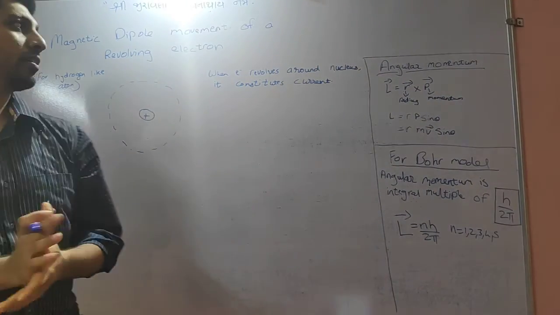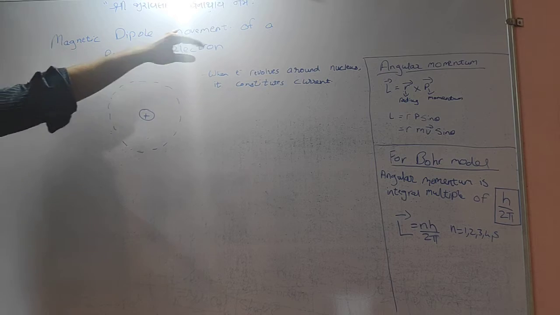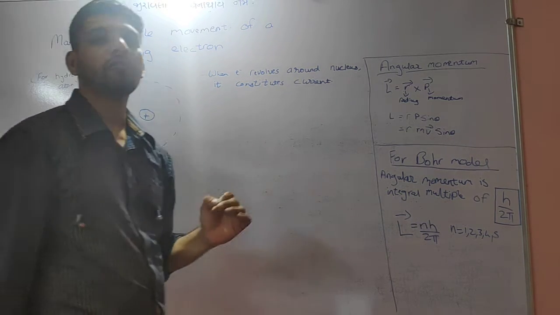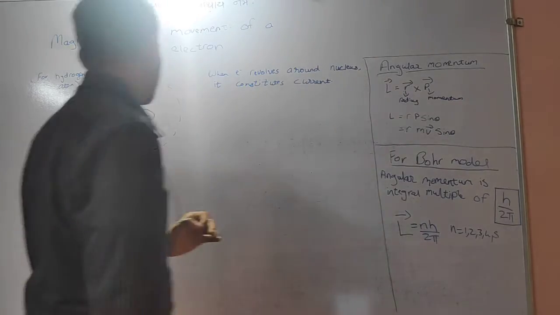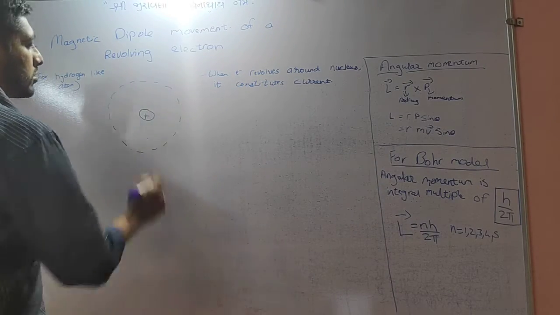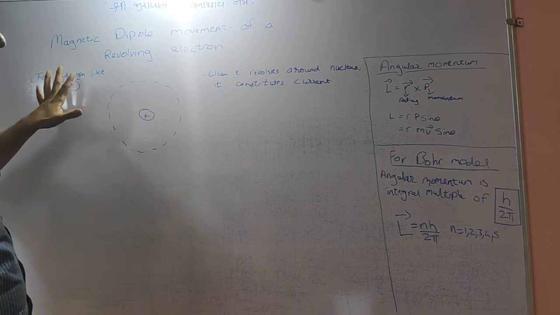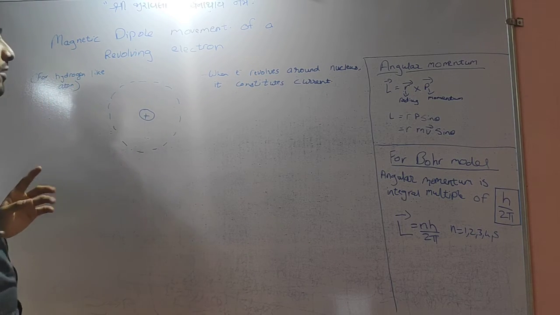Hello students, now we'll be studying about the magnetic dipole moment of a revolving electron. For that I have drawn over here. Suppose this is a nucleus. We'll take an atom like hydrogen. Hydrogen has only one orbital and one electron.